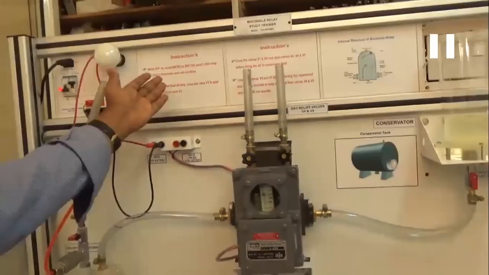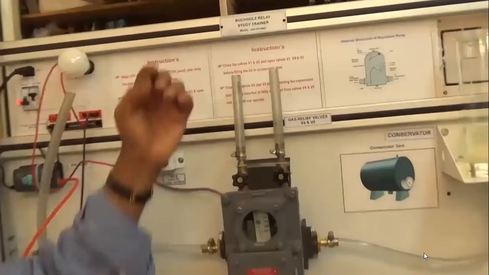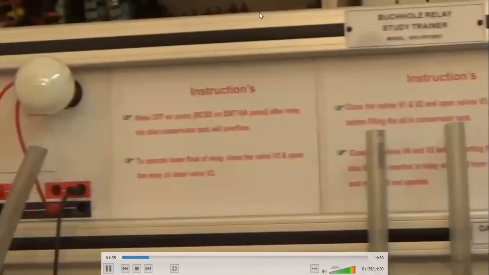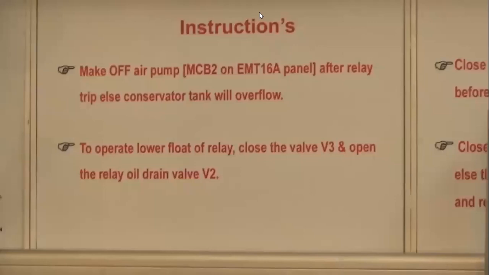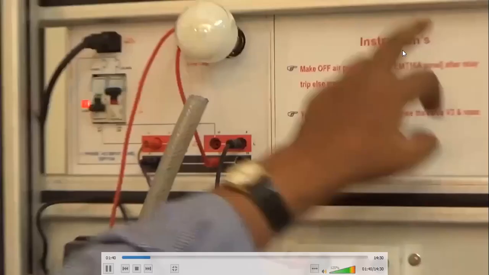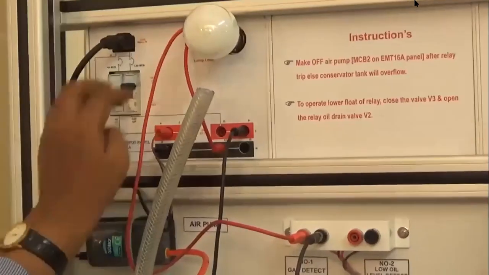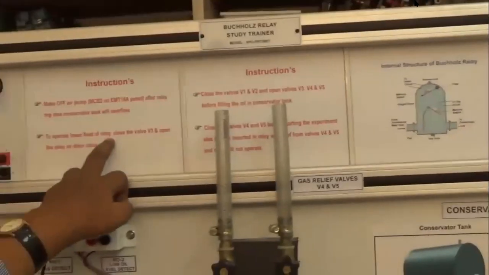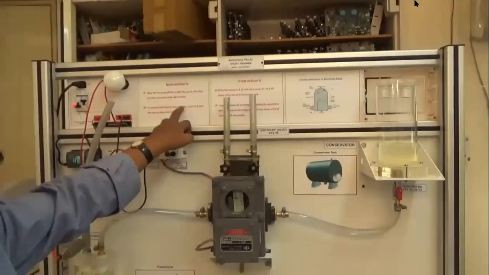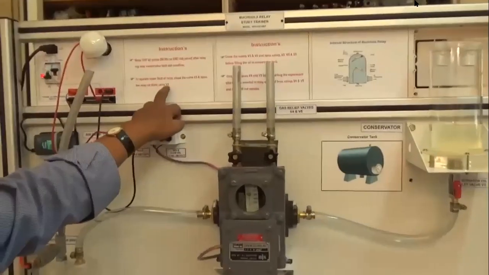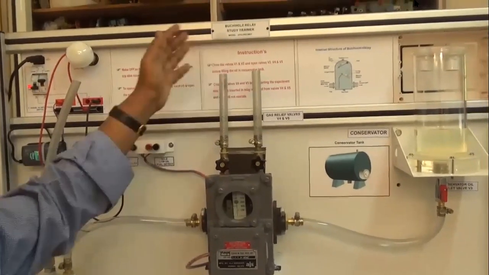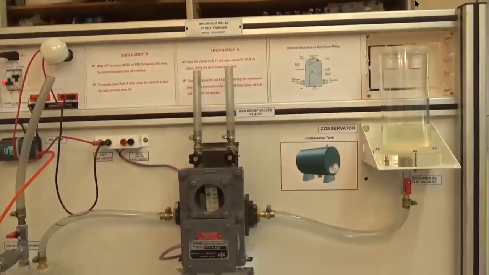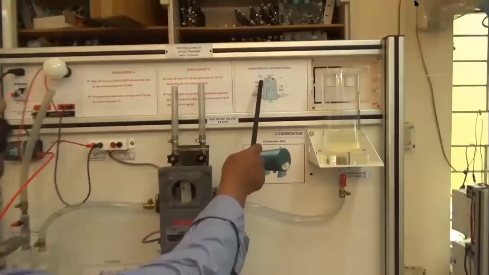Apart from that, we have provided two instruction panels. Make on the air pump MCB2 on EMT 16A. This is the 16A panel. After relay trip, else the conservator tank will overflow. Number 2 point is to operate the lower float of the relay. Close the valve B3 and open the relay oil drain valve B2. These are two important instructions we have provided here. And the third is the internal structure of the Buchholz relay.